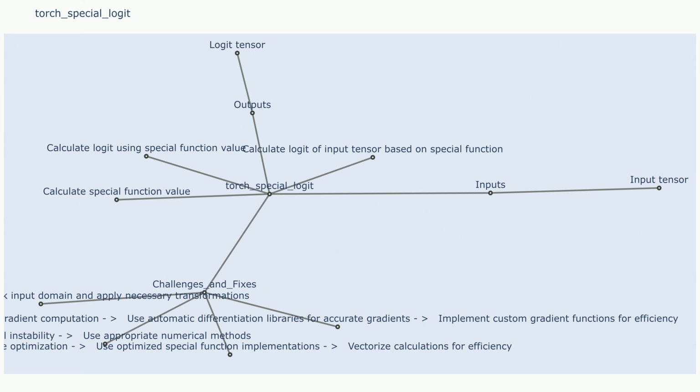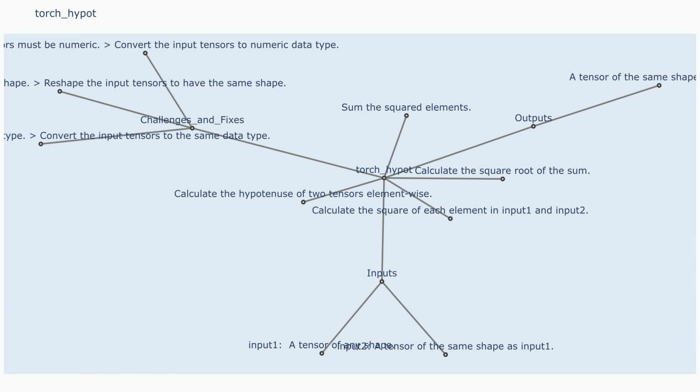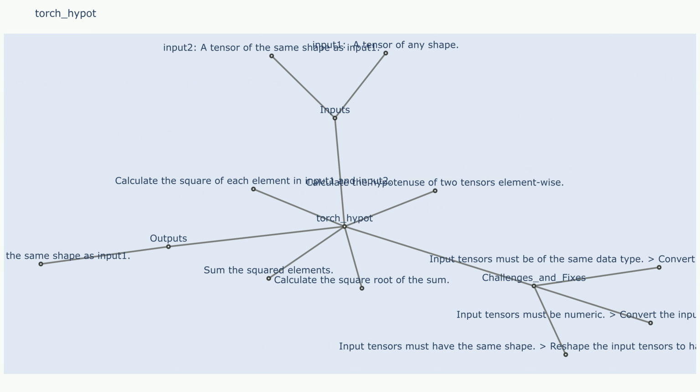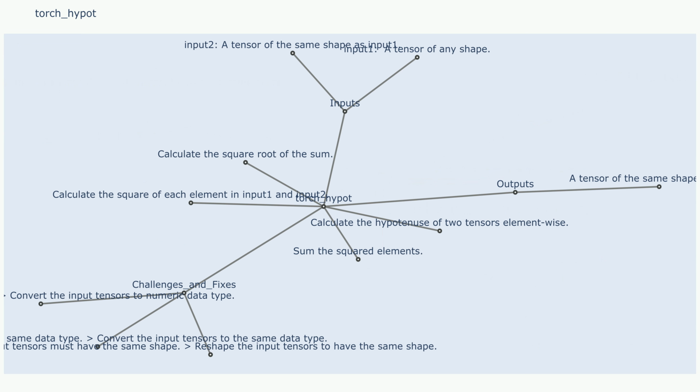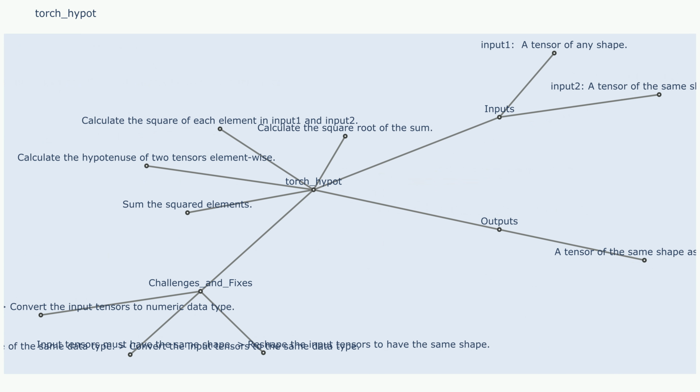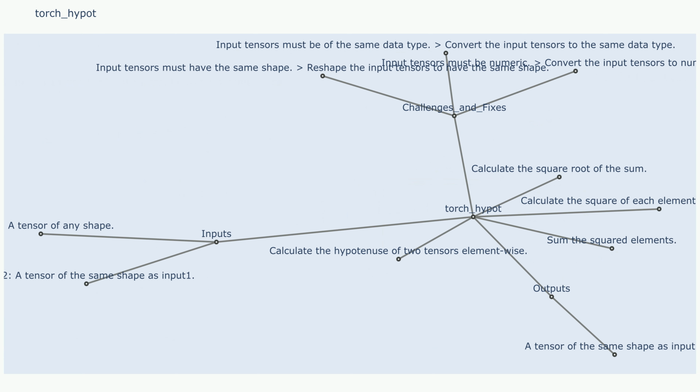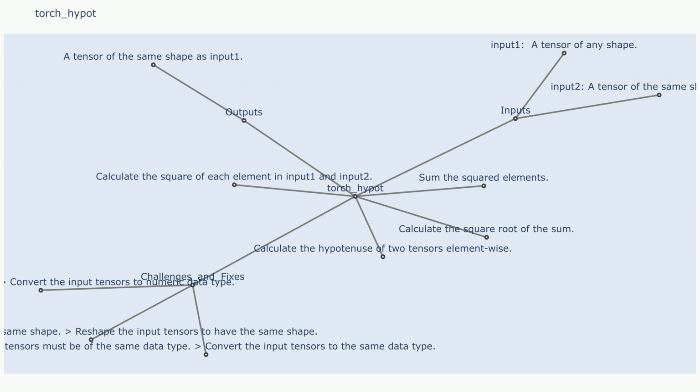calculating the logit. torch.hypot. Description: calculates the hypotenuse of the given input tensors element-wise. It returns the square root of the sum of squares of the given input tensors. Inputs: input 1, a tensor of arbitrary shape containing the first set of values. Input 2, a tensor of the same shape as input 1, containing the second set of values. Outputs: output 1, a tensor of the same shape as the input tensors, containing the hypotenuse of each element pair.